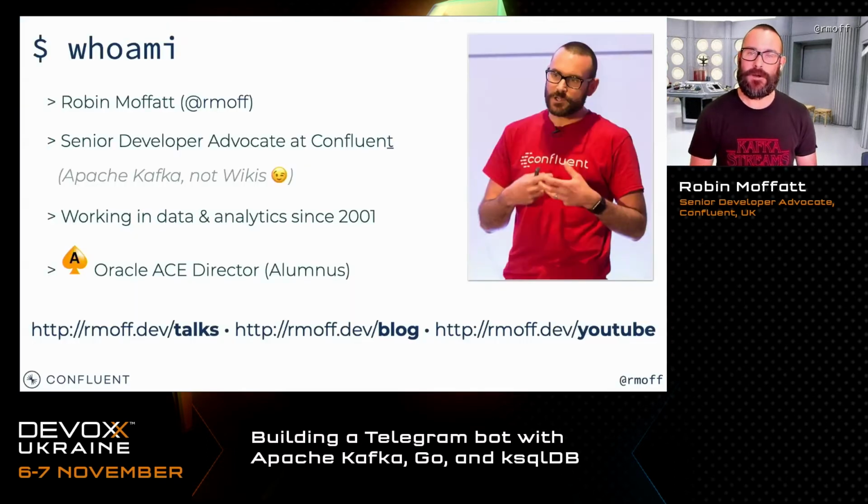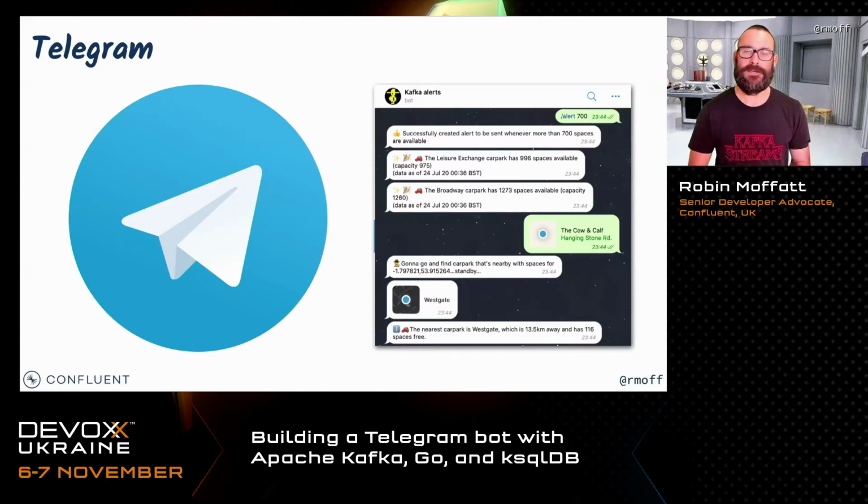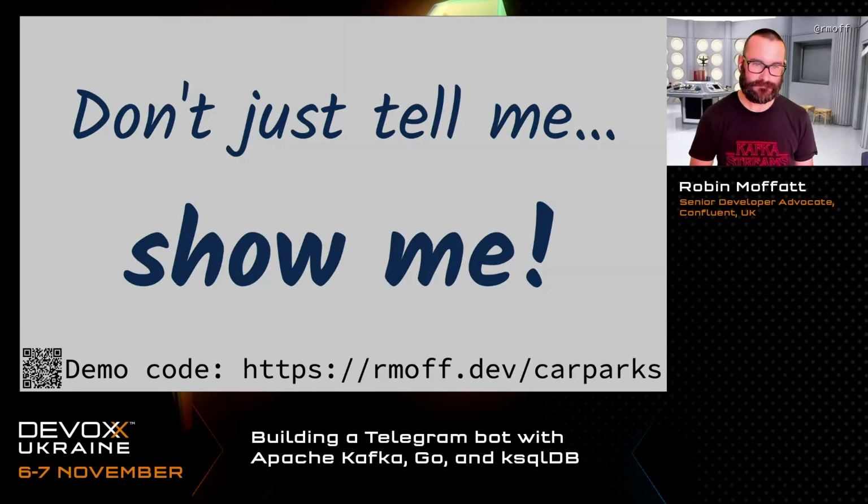I'm a developer advocate at Confluent, one of the companies behind the open source Apache Kafka project. I want to show you how you can take data from an open endpoint. There's open data in the UK, and this one comes from the Bradford Council. We use this stream of data, streaming it into Kafka, and then serving it up through Telegram as a platform. Let me show you in action, and then I'm going to walk through how we've built it.